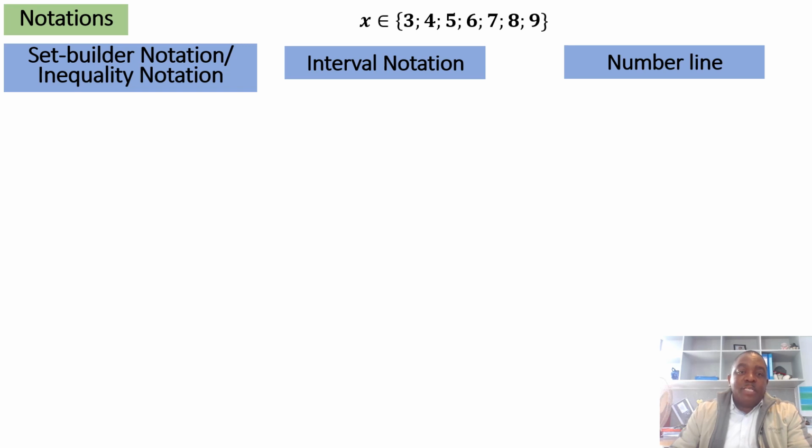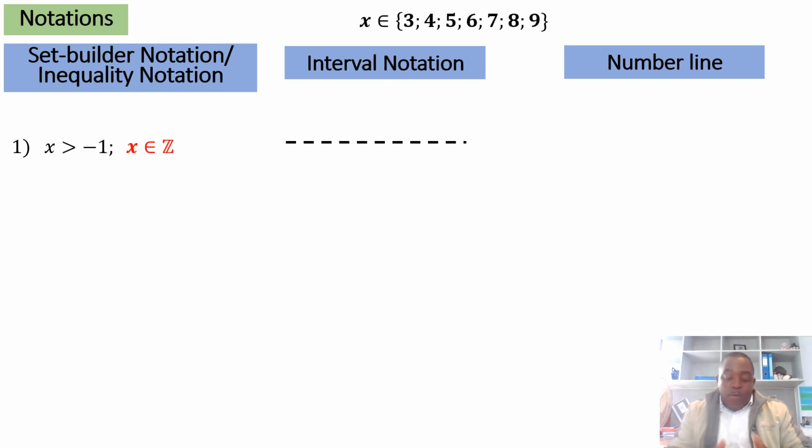The only one you haven't seen is the interval notation, and I just want to quickly show the comparison between the three. Here's an example. A set of numbers that are greater than -1, but those numbers are integers. We cannot represent those numbers in interval notation because interval notation says from -1 to this number or from 2 to this number. As a result, you would then be including the decimals in between your integers. So we cannot use interval notation there.